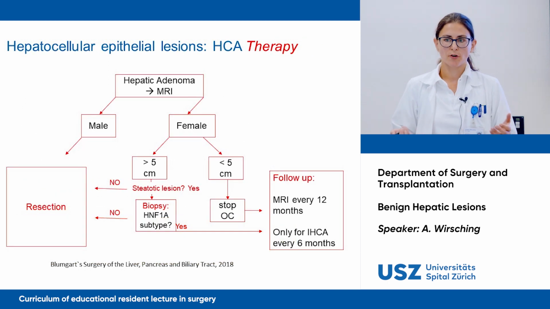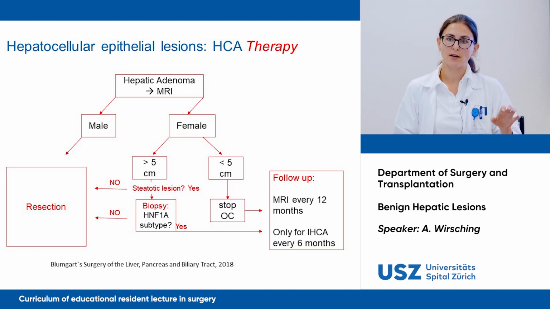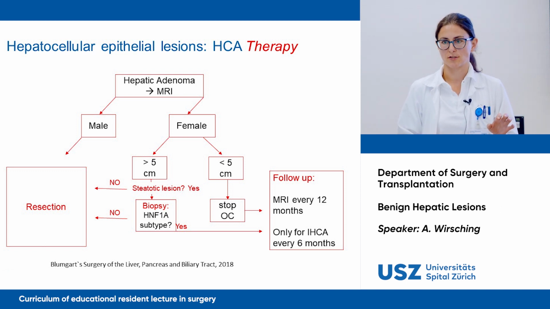So when we look at an algorithm for how to approach hepatocellular adenoma, we can maybe suggest this algorithm. First of all, look, is it a female or a male? If it's a male, go for resection. Then go for the size. Is it above 5 centimeters in a female? Then we can look at the MRI a little bit closer in the opposed phase. Is it a steatotic lesion? Then one could argue to do a biopsy. If it is indeed this very benign subtype with this HNF1 alpha mutation, then one could safely follow the patient. If not, go for resection.